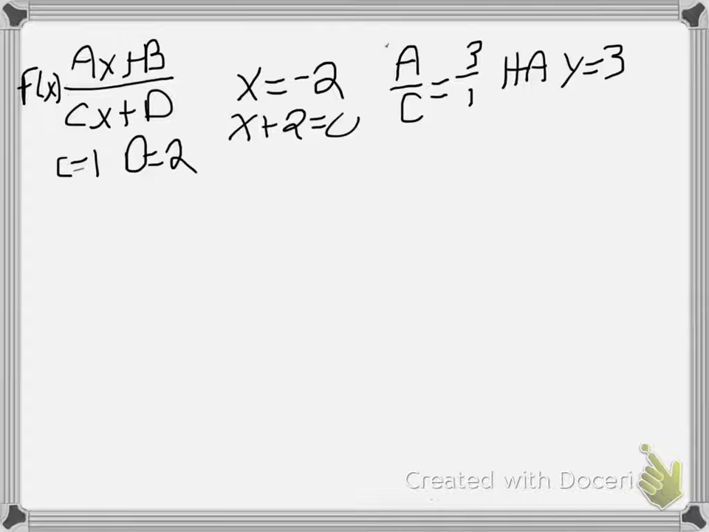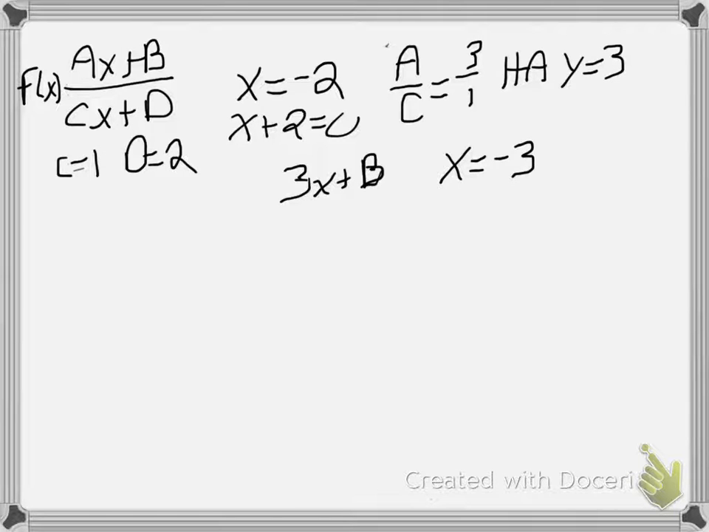Okay, so now we know that 3x plus b is our numerator. And we know that when y equals 0, we have x equals negative 3. So what that tells us is we have something that says x equals negative 3.